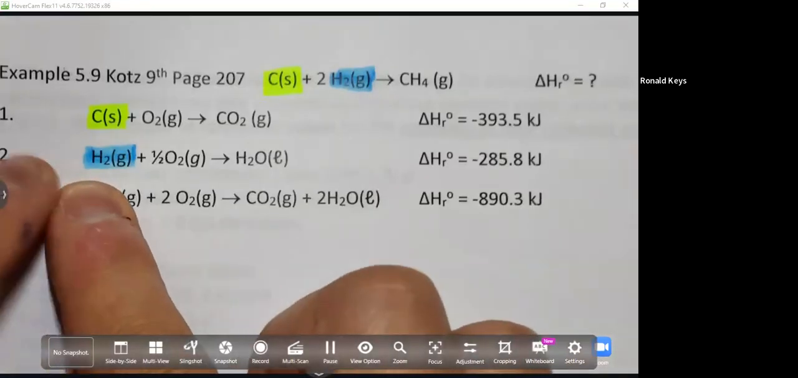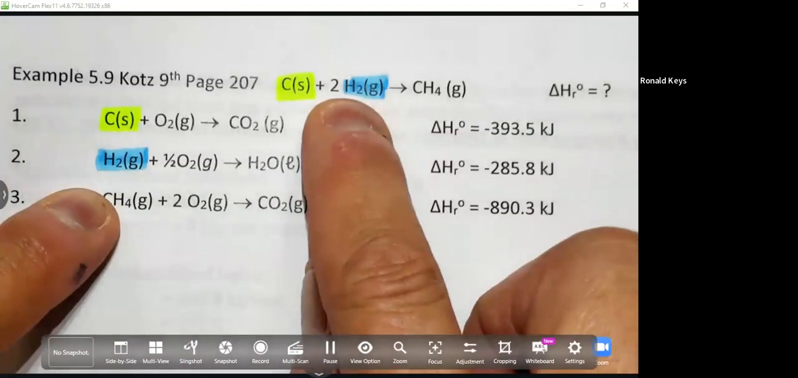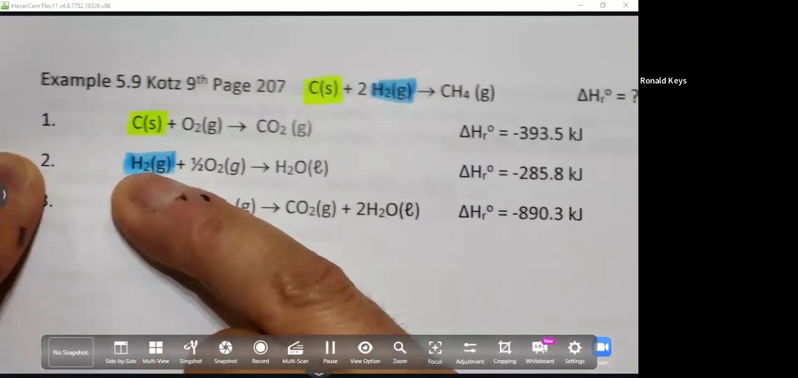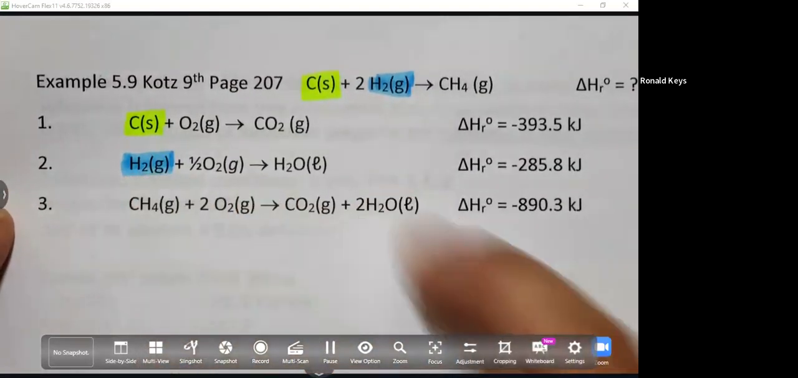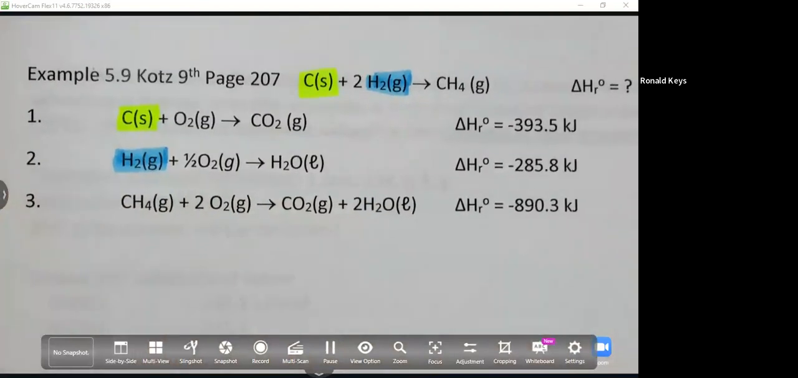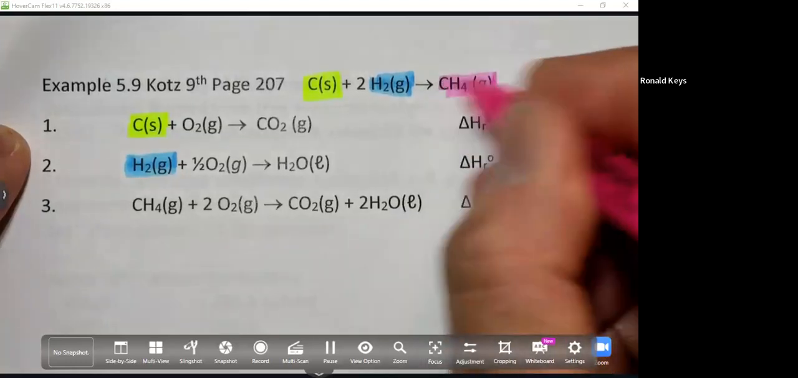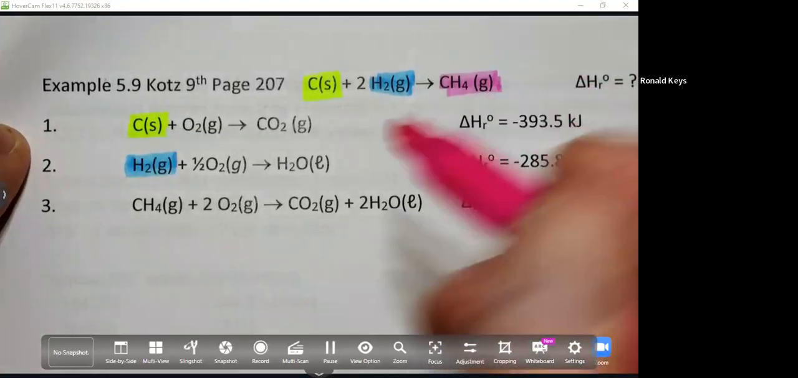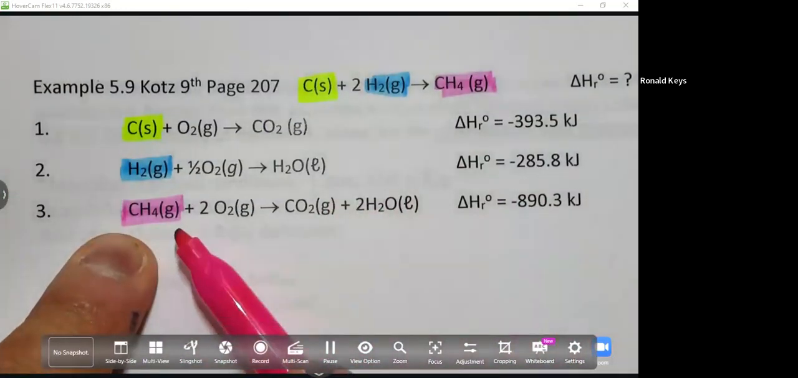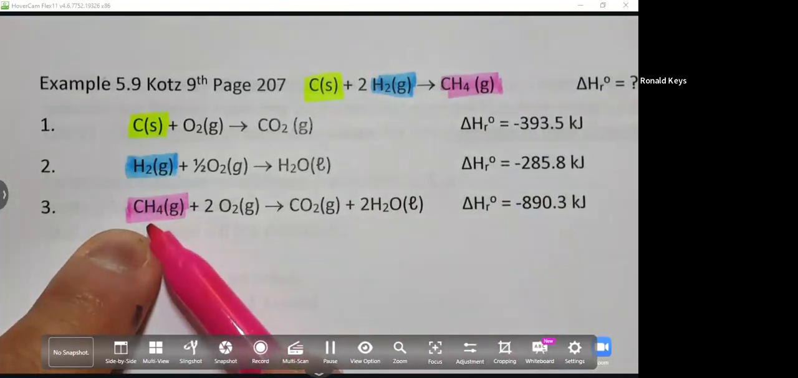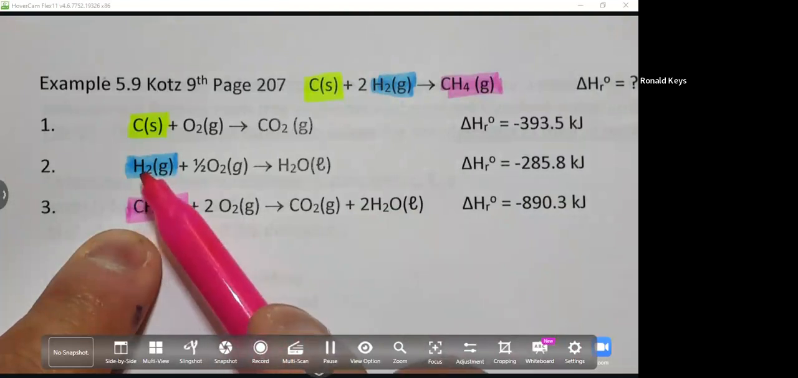Except it looks like we might have to multiply a 2 through this, right? Because we've got a 2 H2 here, but we only have 1 there. So far, I'm looking like we're going to have to multiply this one through by 2. And what does this look like? We have CH4 gas. Where is that? Ooh, we're fine. We're going to end up reversing this one, right? Reversing the third one, multiplying the second one by 2. It looks like that's all we have to do.